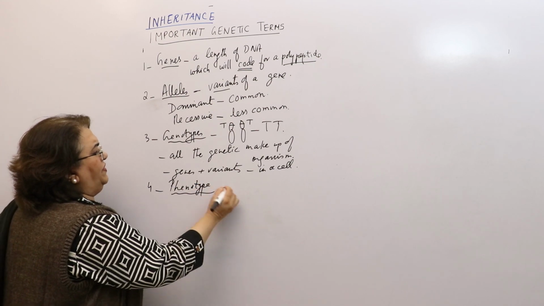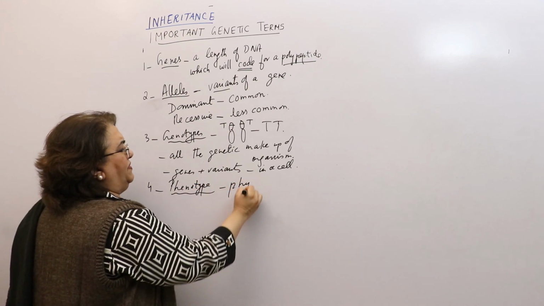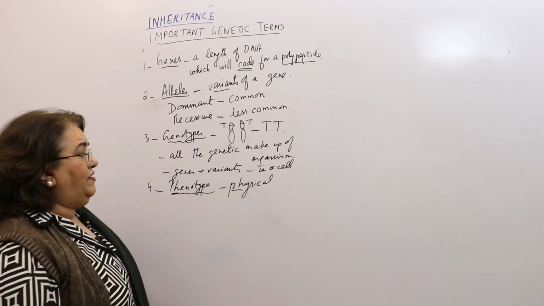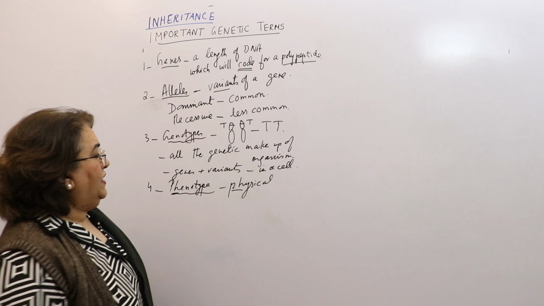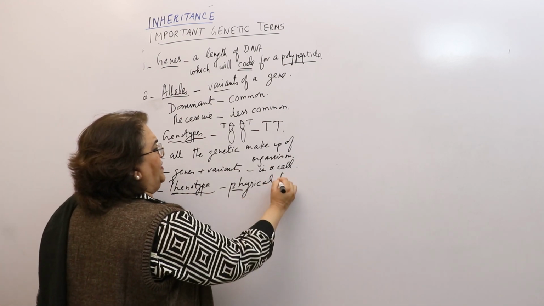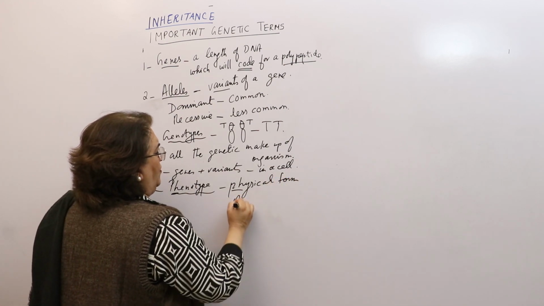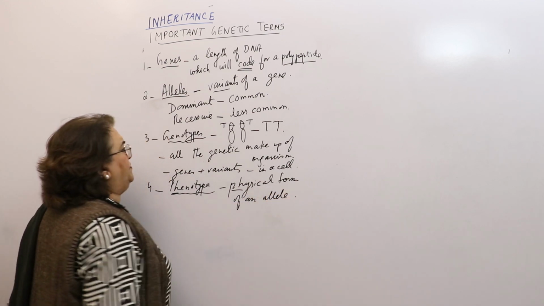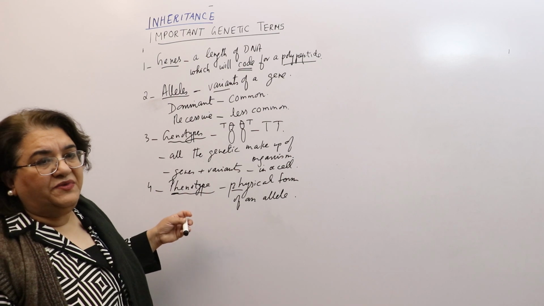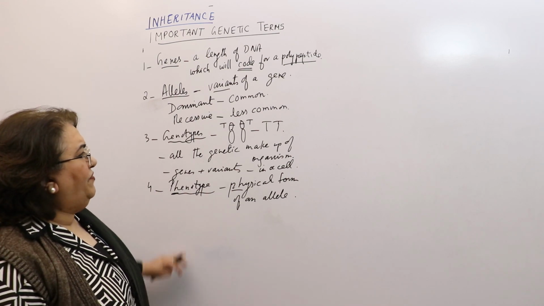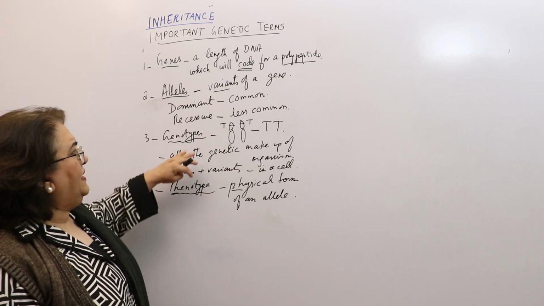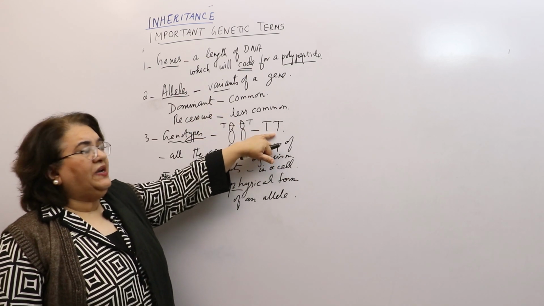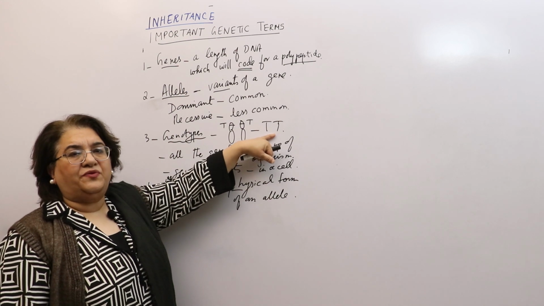The word phenotype is easy to remember: PH at the beginning here and PH at the beginning here, if you want to say F and F, physical. Phenotype is the physical form of an allele or a gene, right? So the word is genotype, and then comes the word phenotype. Now when we write the alleles together, what are the possible combinations that could be there?